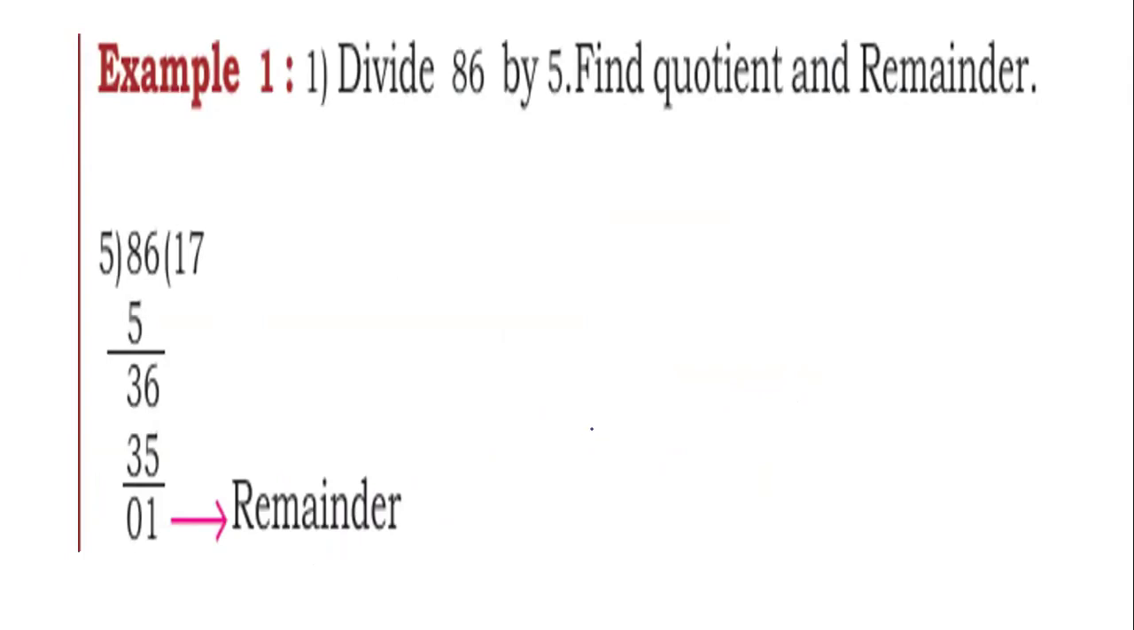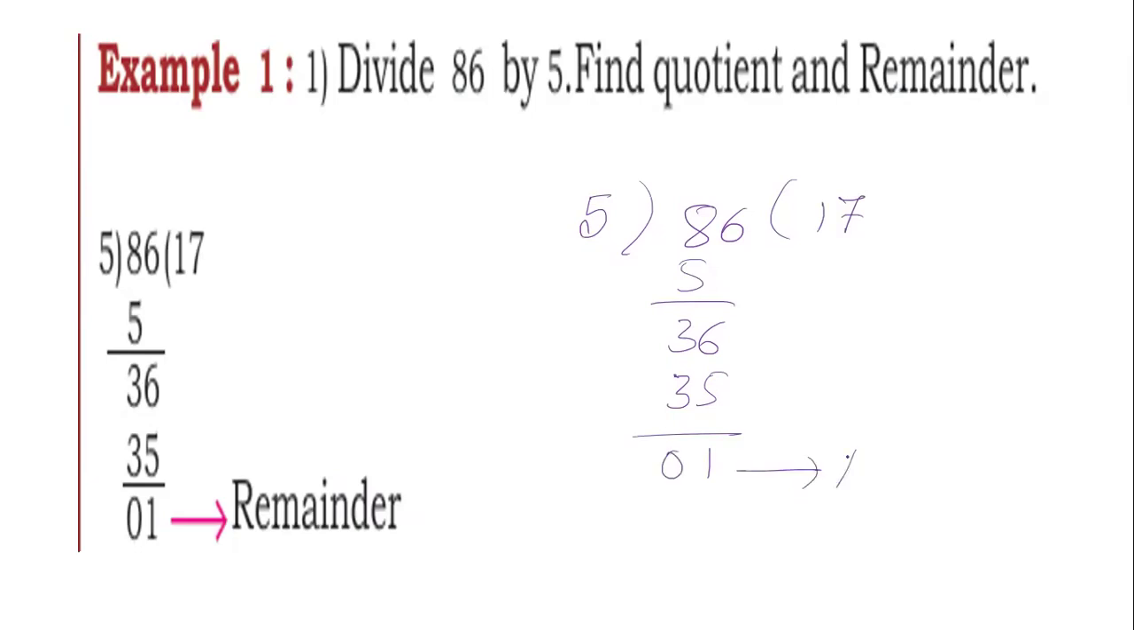Example, divide 86 by 5, find the quotient and remainder. 86 is the dividend, divisor is 5, 5 ones are 5, 8 minus 5 is 3, take this 6, this becomes 36, 5 sevens are 35, 6 minus 5 is 1, 3 minus 3 is 0, 1 is the remainder. Quotient is 17.